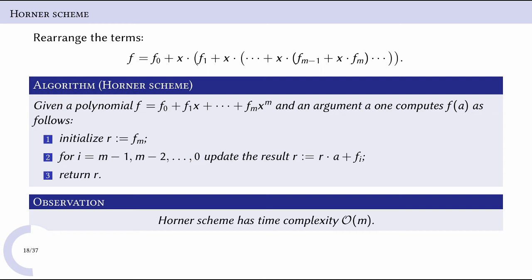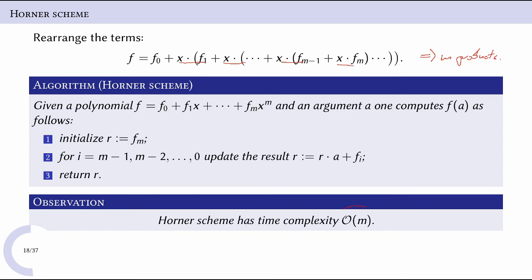And as you can see, the number of multiplications here is linear. It's exactly equal to m, because at each step we do one multiplication. We have one multiplication here, one here, so m minus 1, m minus 2, and so on, down to 2, 1, and 0. So we have exactly m multiplications, m products.